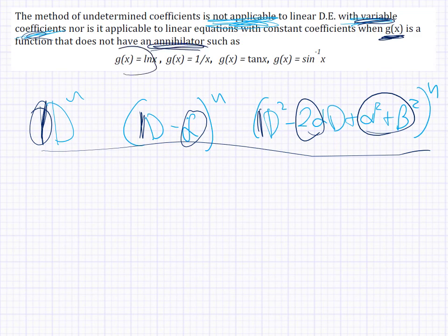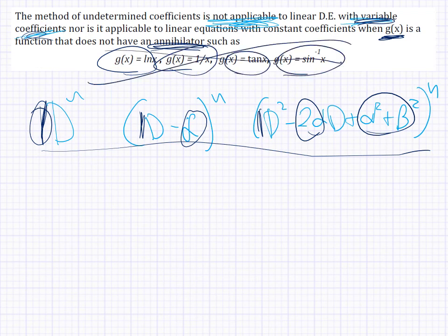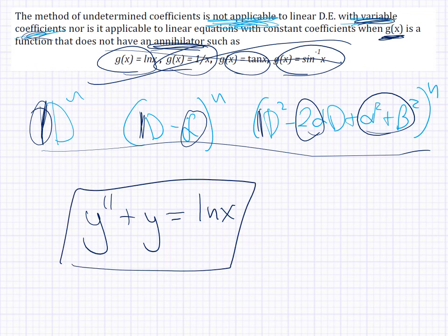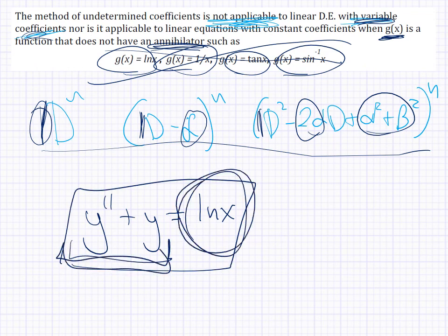So if your g of x is like a log or 1 over x or tan or arcsine, we cannot use this because we don't know how to annihilate those functions. And so if I just gave you something like y double prime plus y equals log x, and we had to solve that differential equation, while it does have constant coefficients over here, since this can't be annihilated, we can't use this approach, which means we need another way.